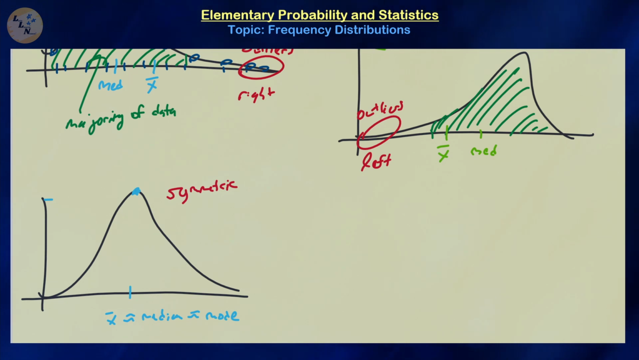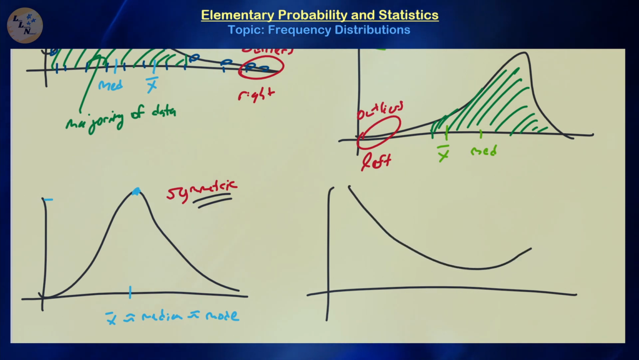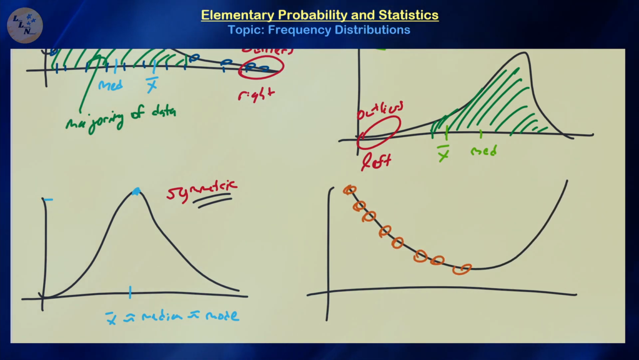So if the mean is approximately equal to the median and also equal to the mode, or approximately, then this is a symmetric data set. But there's another scenario that is not often discussed, and it's a distribution like this. So you have data sets that are sort of following this parabolic, this arch type of shape, right?